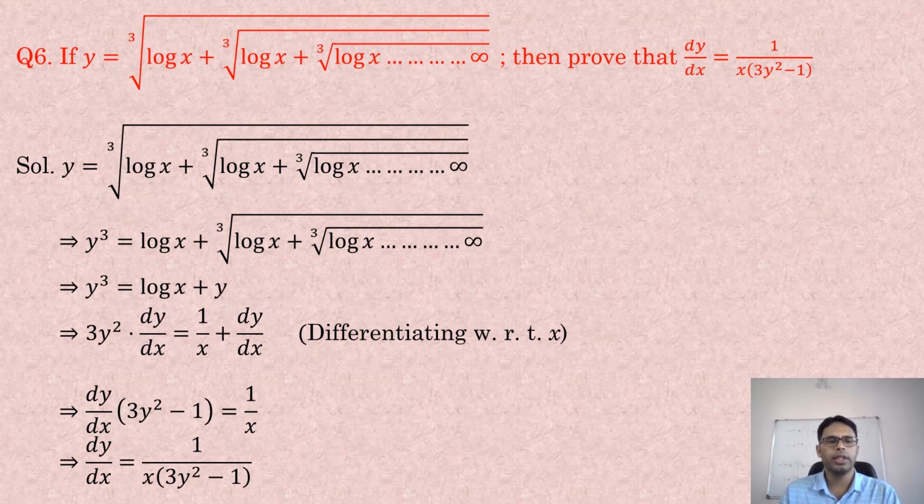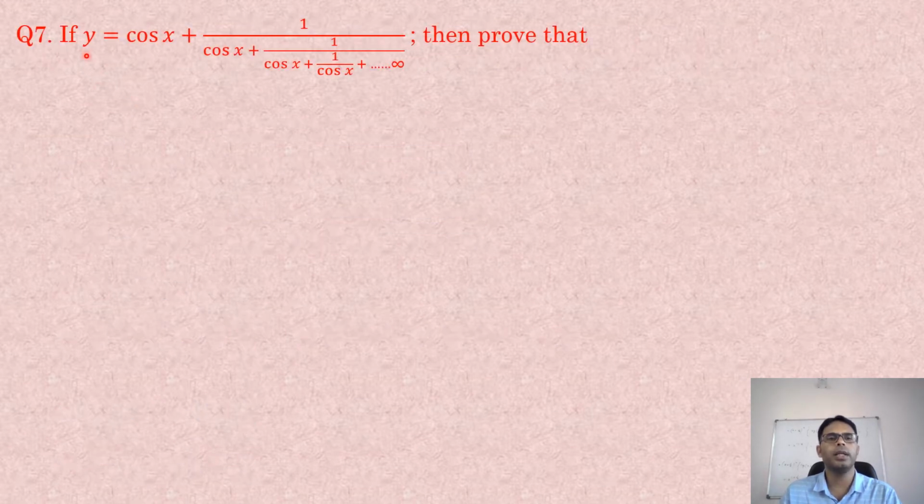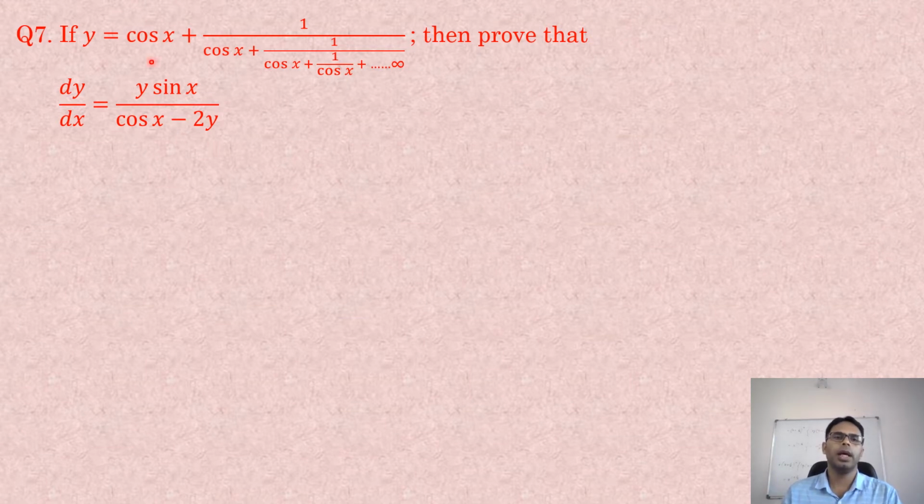So the next question is number 7. If y is equal to cos x plus 1 by (cos x plus 1 by (cos x plus 1 by (cos x plus so on up to infinity))), then prove that dy/dx is equal to y sin x divided by (cos x minus 2y). So here you see it is a continued fraction as well as a symmetric infinite series.